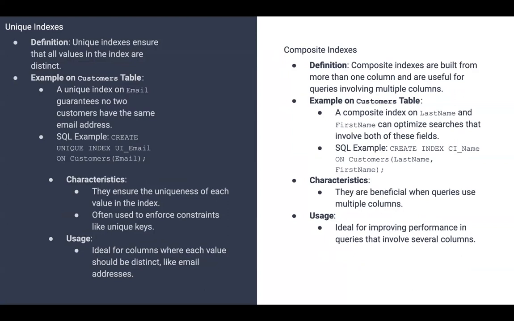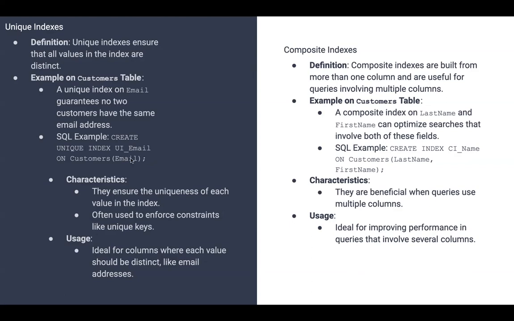Unique indexes ensure that all the values in the index are distinct. We cannot have the same values if we are using unique indexes. For example, on the customers table, each and every customer would have a different email ID. So we can create a unique index based on that email ID. To create that, we can create a unique index on the customers table's email column, right?